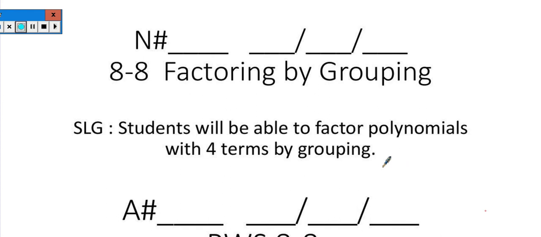So we are going to continue chapter 8 by starting off with section 8.8. It's factoring by grouping. The reason we do this one first is because it requires the steps that lead into the others, even though it's listed as 8.8. So we will be doing that last section first.